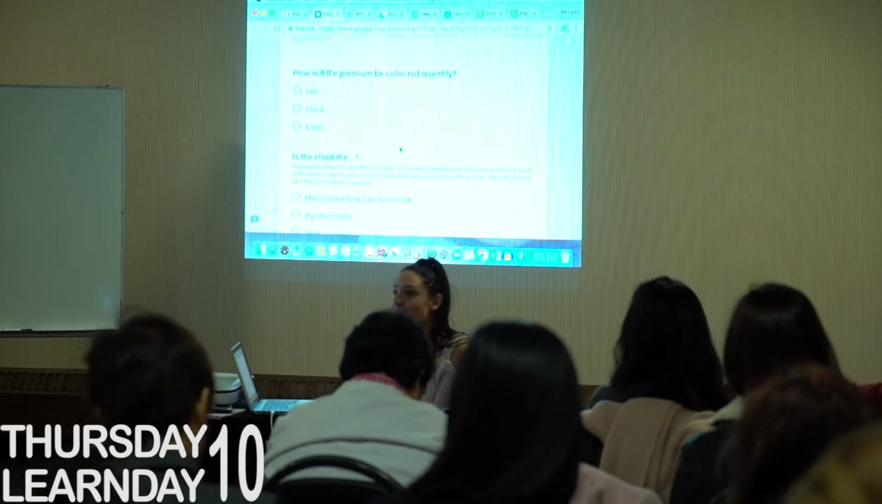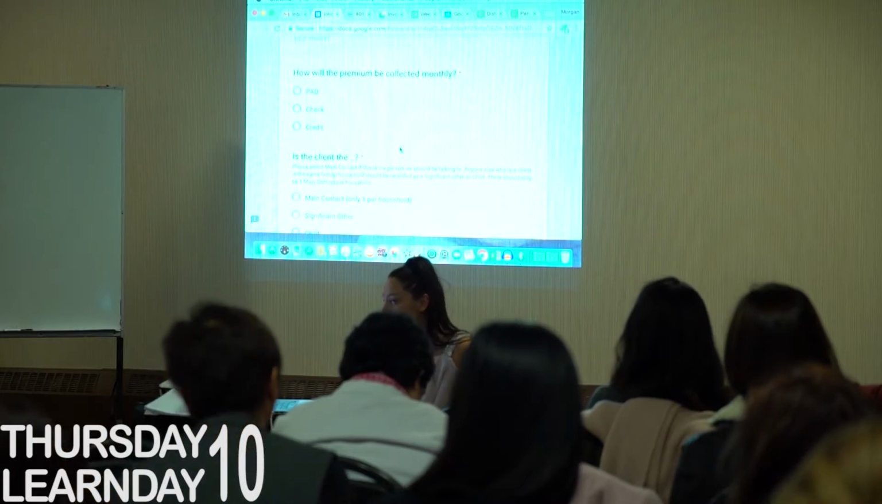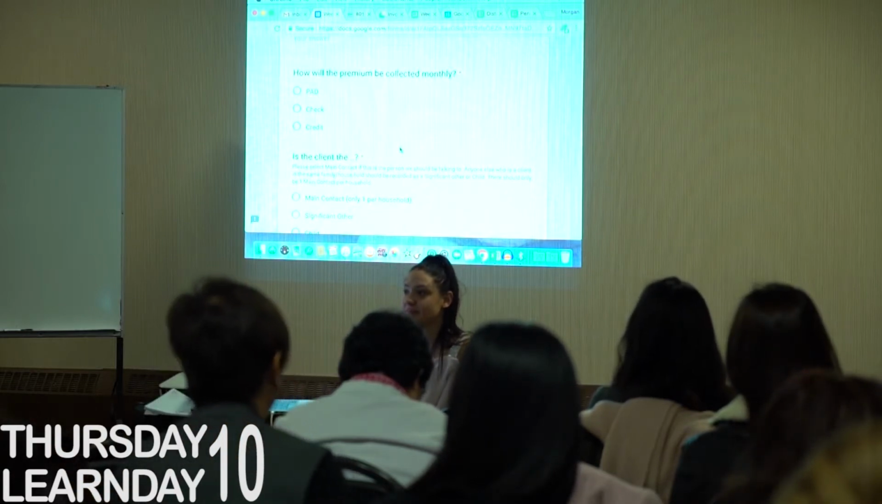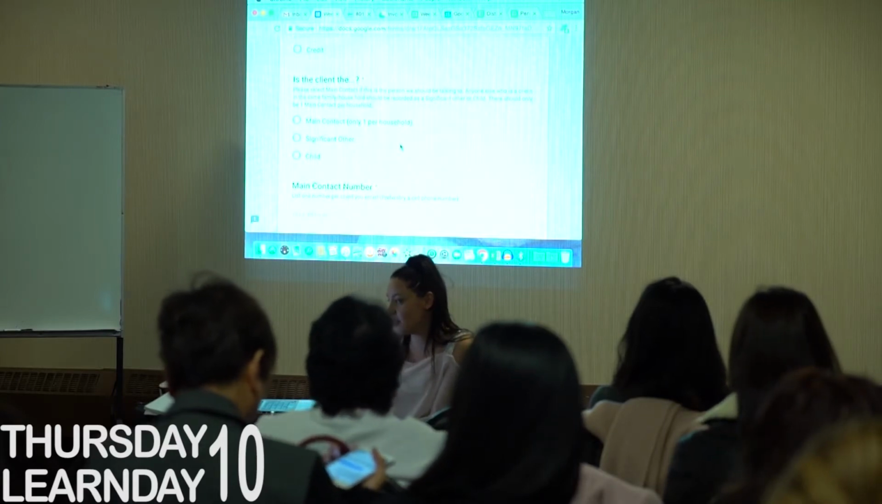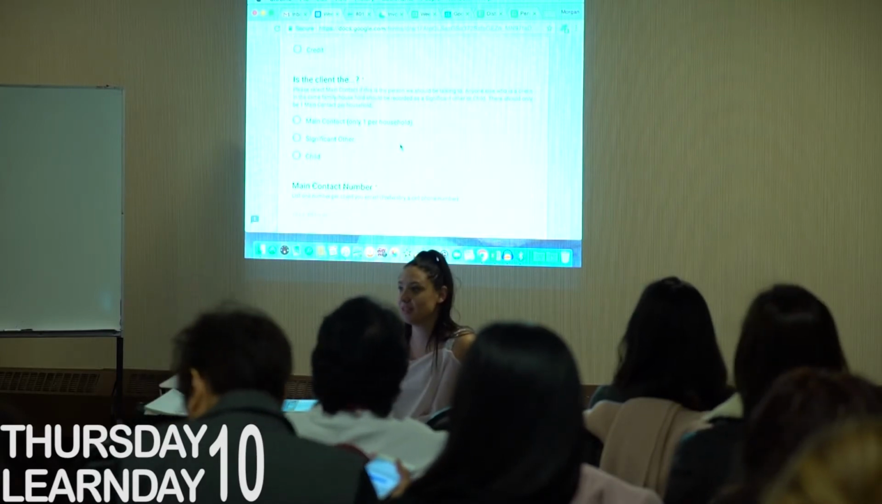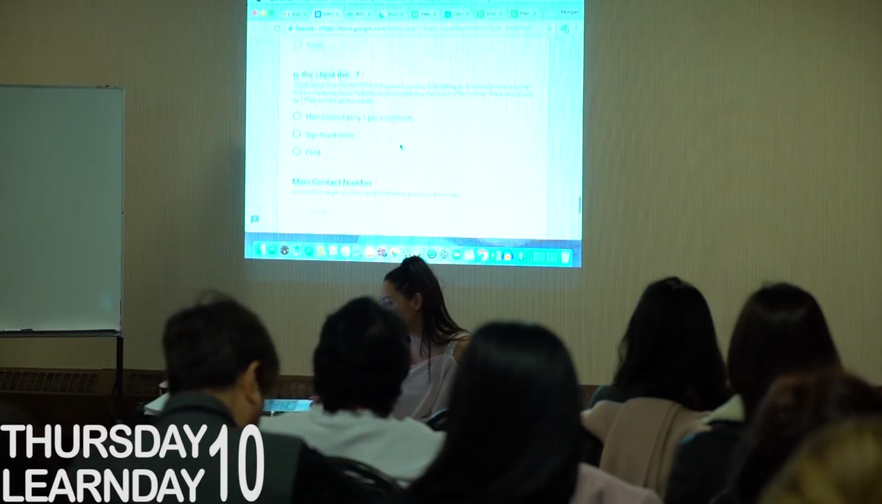How will you be collecting premium? It is usually PAD, especially now with the e-agent. It's going to be PAD going forward. If you notice, I did take cash out of there, okay? Is the main client, significant other, or child? It should never be a child, because we should always have a contact number for an adult, okay?